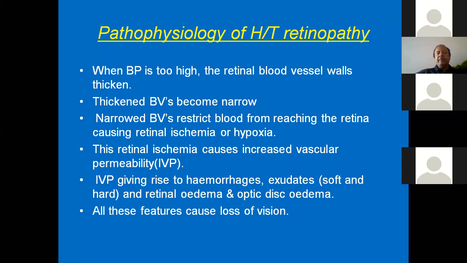Now, how does hypertensive retinopathy develop in a person with a history of hypertension? When the blood pressure is too high, the walls of the retinal blood vessels thicken. Once these blood vessels are thickened, the lumen becomes narrowed. When the lumen is narrowed, blood vessels restrict blood from reaching the retina, and when less blood reaches the retina, it gives rise to retinal ischemia or hypoxia.